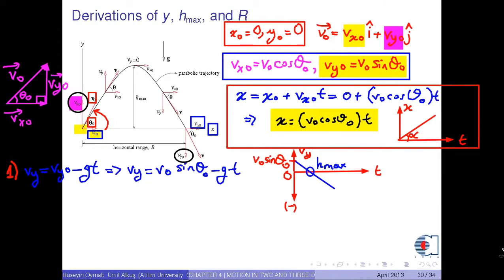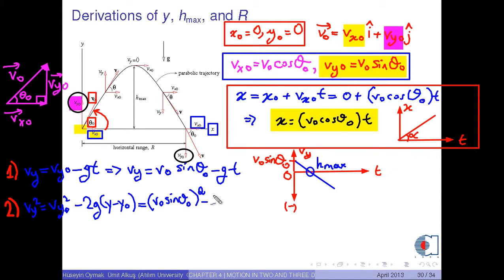The second equation relates the square of the initial vertical speed to that of the vertical speed at any later time. That is, Vy squared equals Vy0 squared minus 2g times (y minus y0), equals (V0 times sine theta 0) squared minus 2g times (y minus 0). The result is Vy squared equals (V0 times sine theta 0) squared minus 2 times g times y.